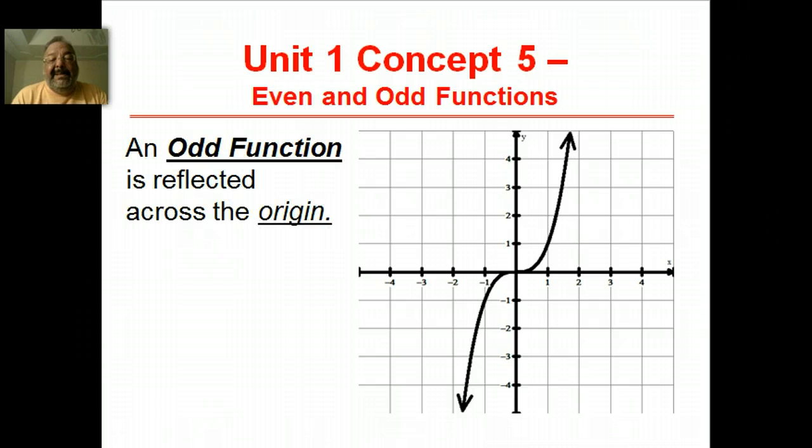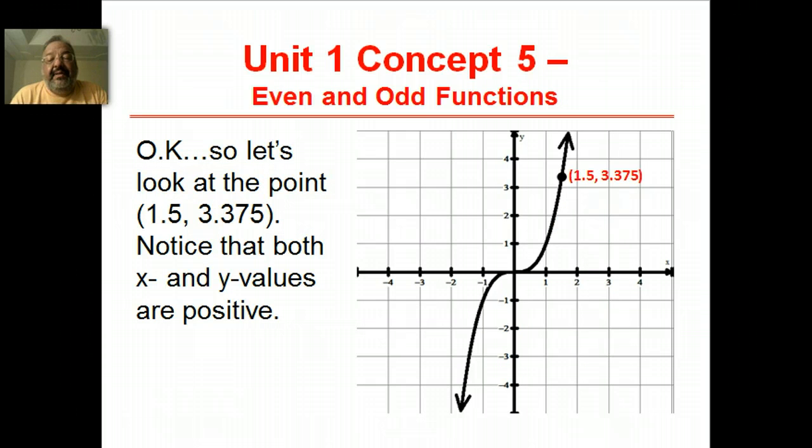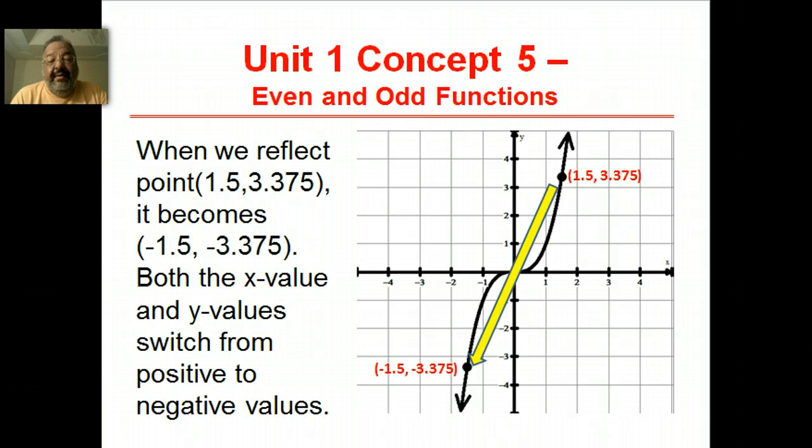Here's an odd function. Now an odd function is reflected across the origin. Not, I say not, I tell you, across the x-axis. That is wrong. It reflects across the origin. So once again, it appears to fold on top of itself, but this time when you fold it across the origin. Look at the point this time. It's 1.5 and 3.375. When I fold it or reflect it across the origin, that point goes down here, right? And now notice, both the x and the y have their signs change. They were positive at the beginning, now they're negative.